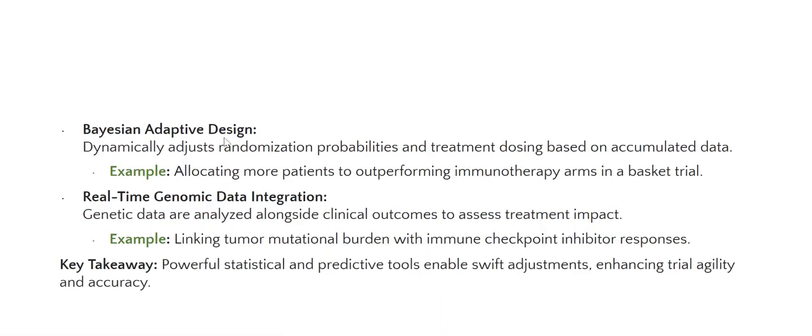Continuing, Bayesian adaptive design dynamically adjusts randomization probability and treatment dosing based on accumulated data. For example, allocating more patients to outperforming immunotherapy arms in a basket trial. Accumulated data here means using the ongoing and interim observations and all past data as well.